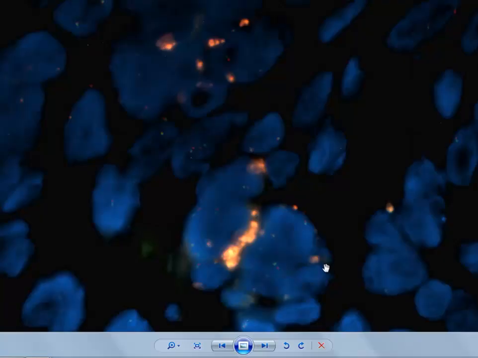We have both biphasic synovial sarcoma and poorly differentiated synovial sarcoma with high-grade spindle cell and osteosarcoma-like areas.